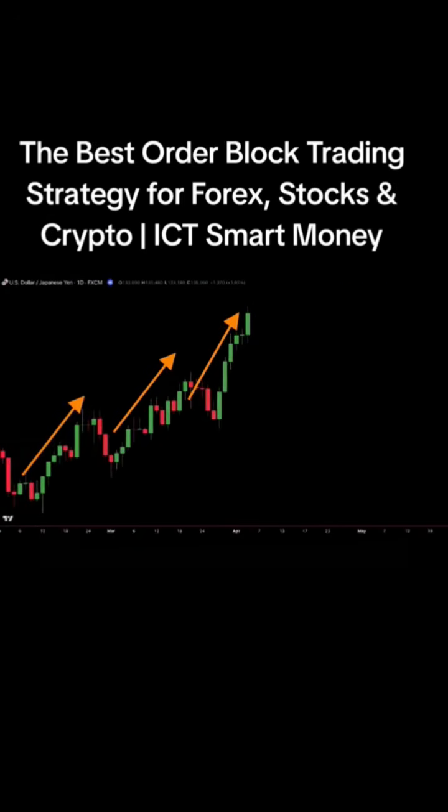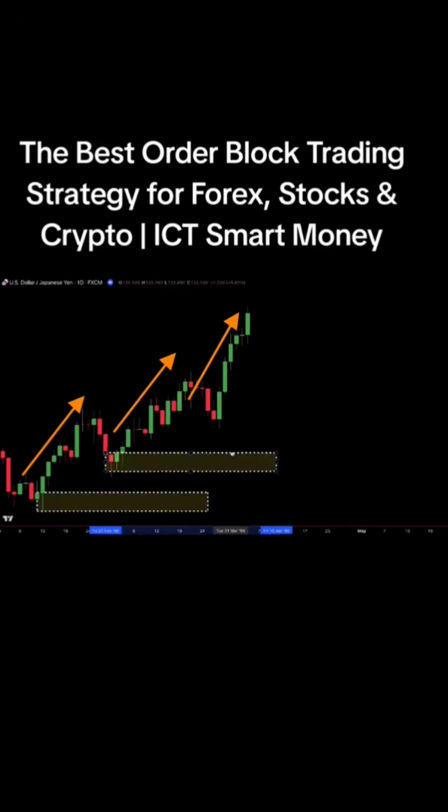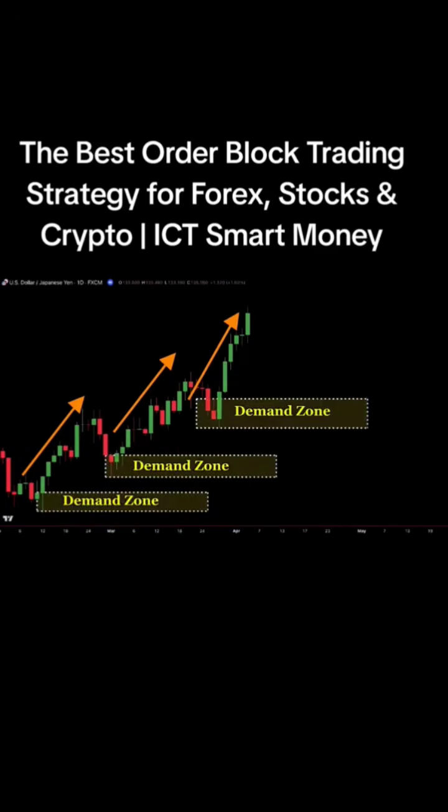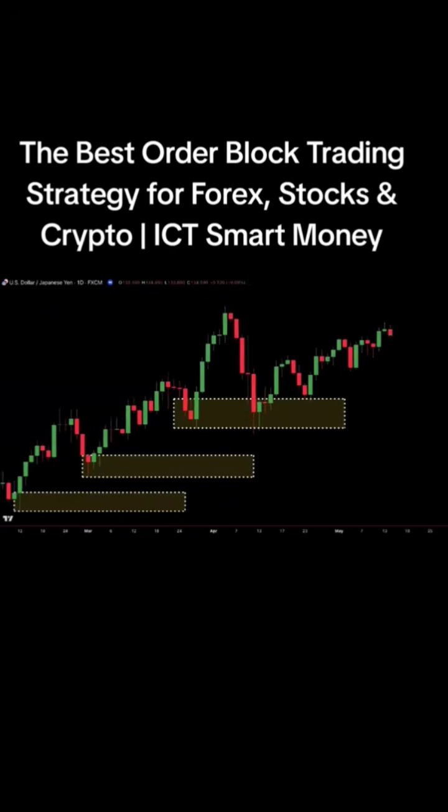When an impulsive move begins to the upside, we mark that starting point as a demand zone. Why? Because that's where buyers previously stepped in with strong conviction. If price revisits that area, there's a high probability buyers will look to re-enter and push price higher again.